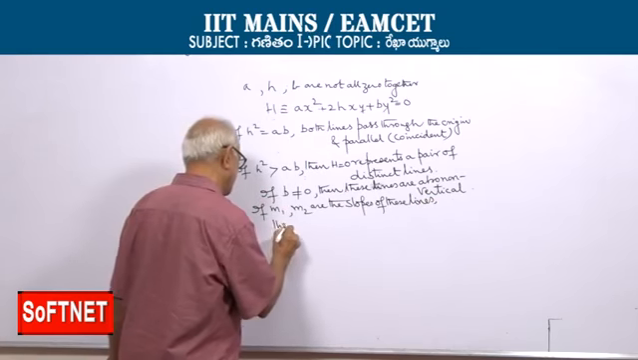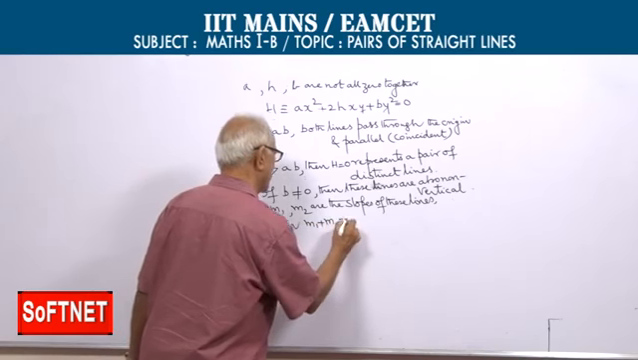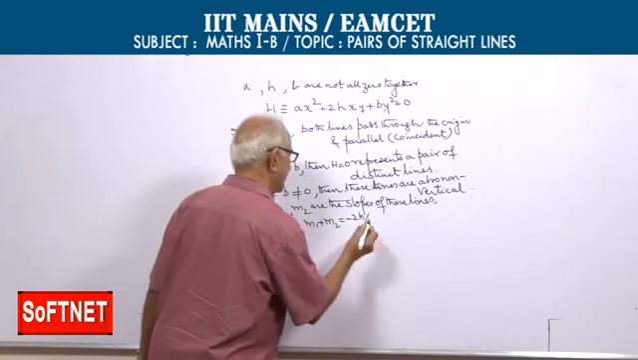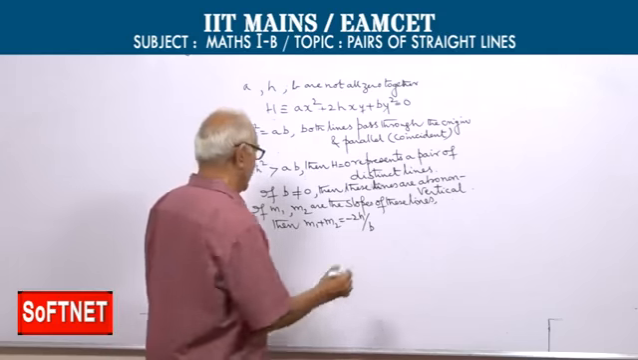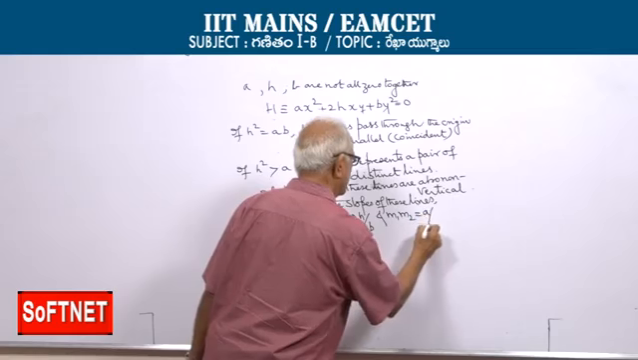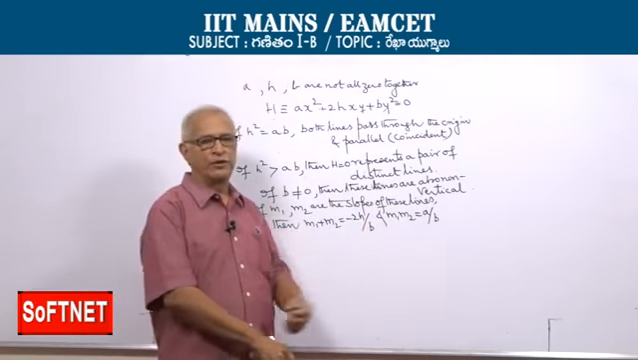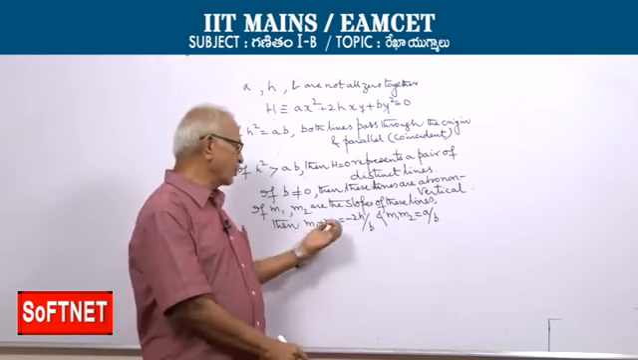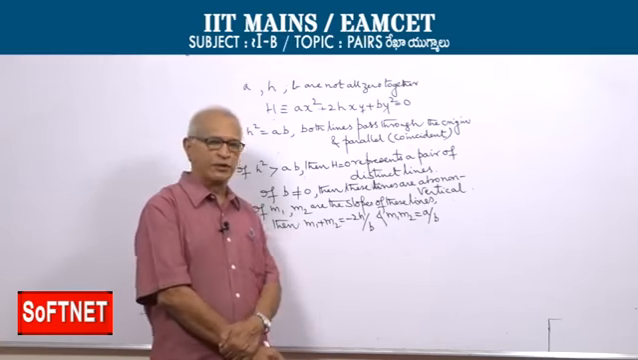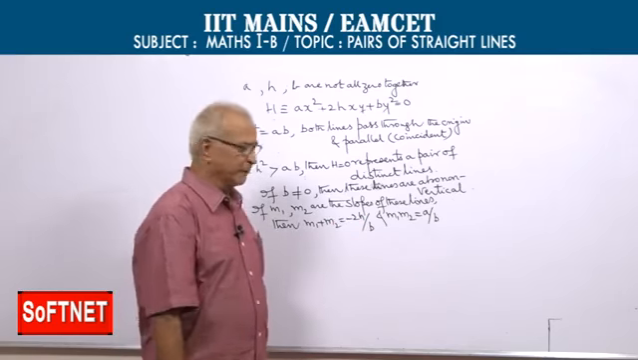Then you have the relation m1 plus m2, sum of the slopes, equal to minus 2h by b, very important for us, and m1 m2 equal to a by b. Product of the slopes of the lines represented by H equal to 0 is a by b. Sum of the slopes represented by the equation H equal to 0 is minus 2h by b. So very manaki chaala useful ga untayi.